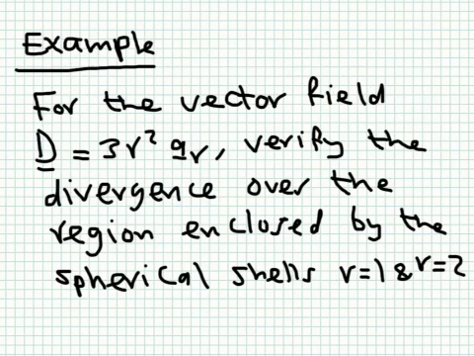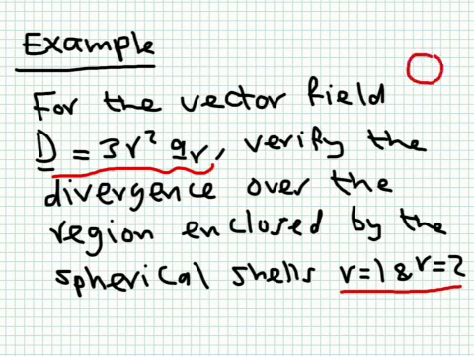Second example on the divergence theorem, I thought of giving you one more example in spherical coordinates. So we'd like to consider this vector D, which has only an r component in spherical coordinates, equal to 3r squared a_r, and we'd like to verify the divergence theorem over the region enclosed by the spherical shells r equal to 1 and r equal to 2. So what we have here, we have an inner sphere, we have an outer sphere. So we're talking about a spherical shell.